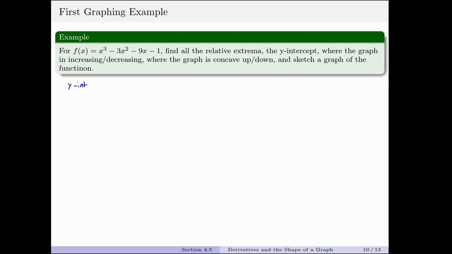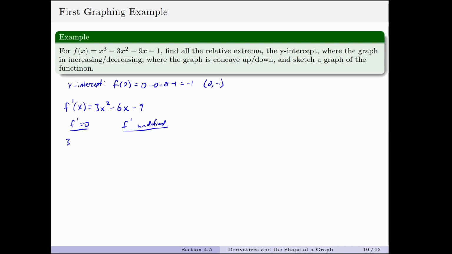That's just the y value when x is 0. So f of 0 is 0 minus 0 minus 0 minus 1. So I have the point 0, negative 1. Okay, now let's look at where the graph is increasing and decreasing. And this will also help us find the relative maxes and mins. So I need to find the derivative, f prime of x. And then we need to figure out where the derivative is either 0 or undefined, right, the critical numbers. So f prime will be 0 when 3x squared minus 6x minus 9 is equal to 0. I'm going to factor out a 3.